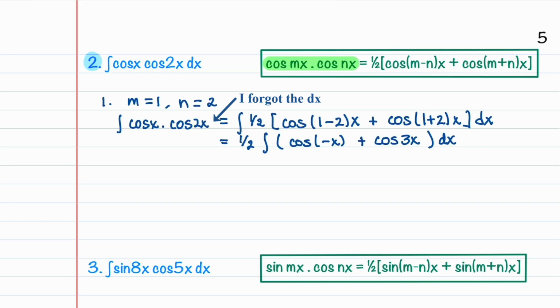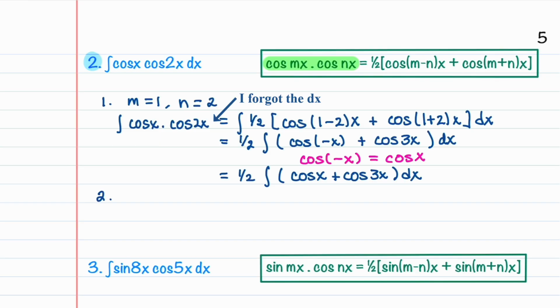Let's do one more simplification. You may remember that cosine of minus x is equal to cosine x. Remember, the graph of cosine is the same on the left-hand side of the y-axis as it is on the right-hand side. That's where that identity comes from. Let's go ahead and substitute that in. So we have 1/2 the integral. Now we just have cosine x plus cosine 3x dx. Our second step is to just go ahead and integrate that.